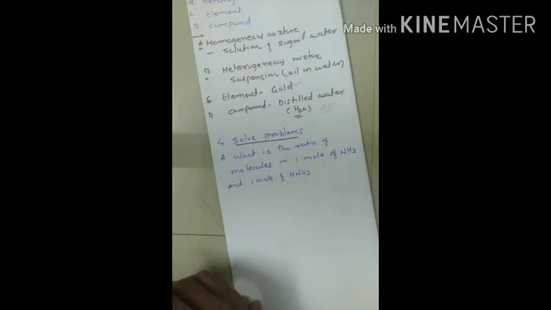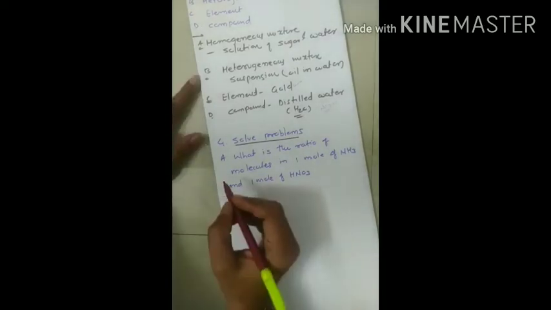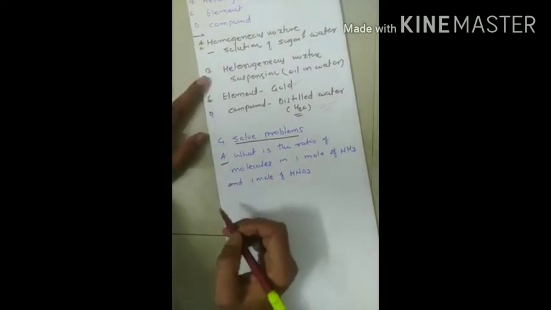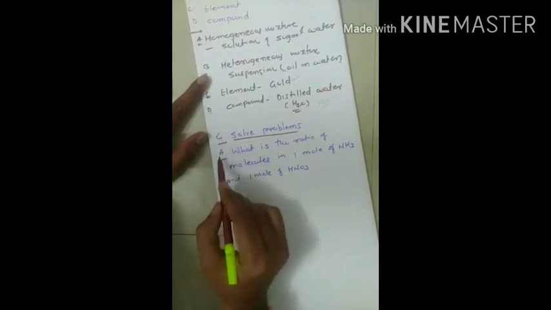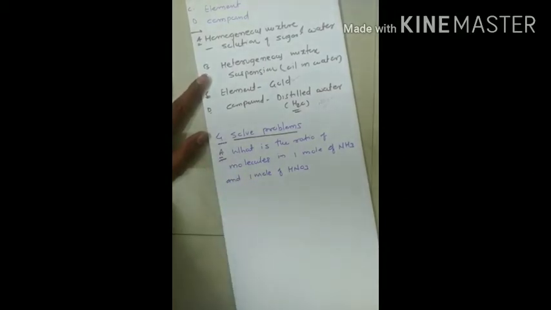The question is like this: solve problems. In this question a total of 11 to 12 questions are there and we are going to solve each and every question with proper understanding. So let us start with question number A, the first question from this main question number 4.